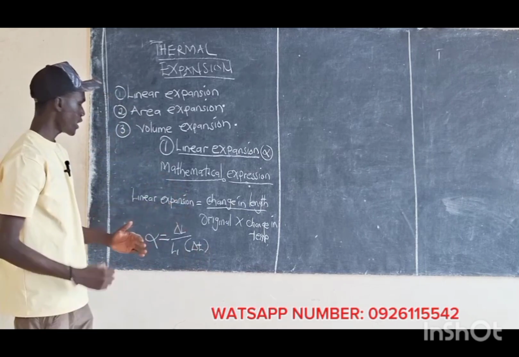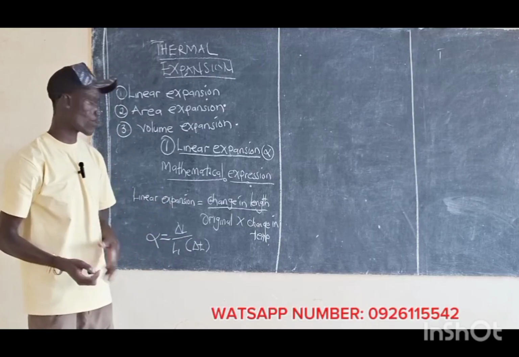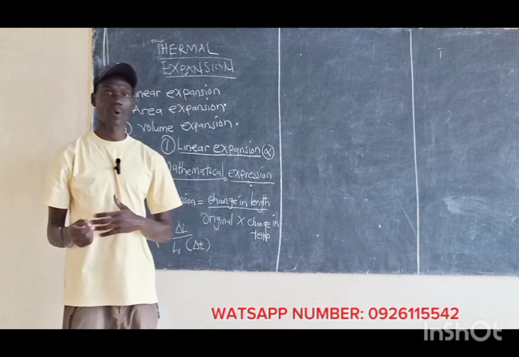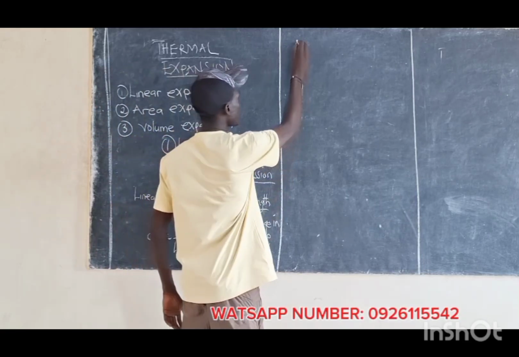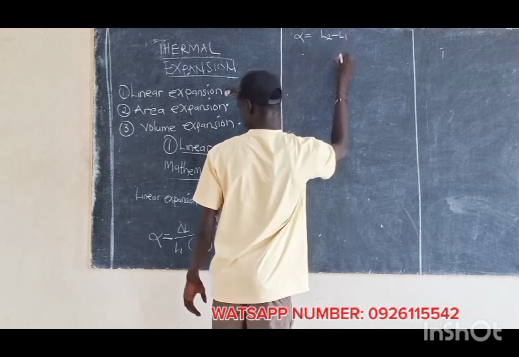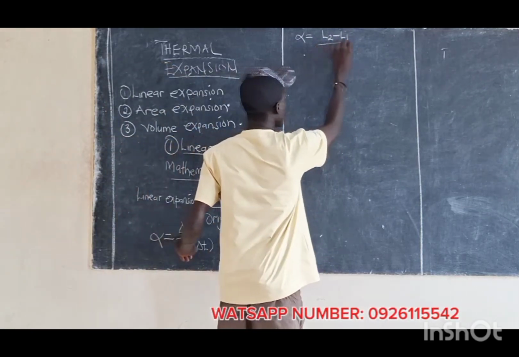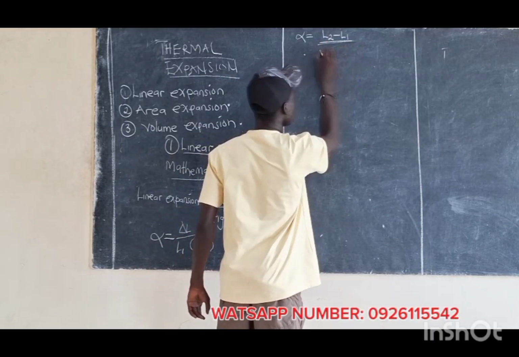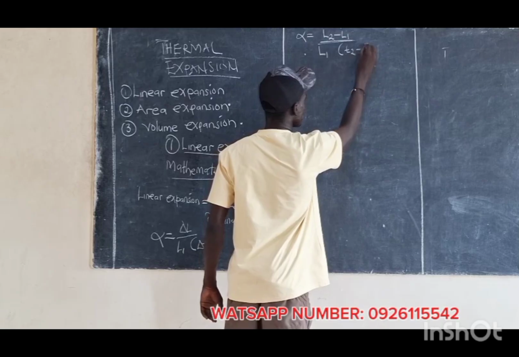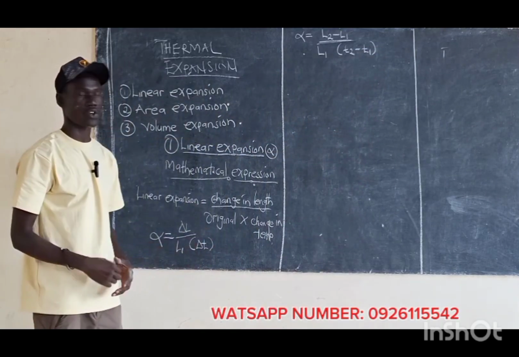We can also break this down. Change in length can also be written as L2 minus L1, and change in temperature can also be written as T2 minus T1. So alpha is equal to L2 minus L1, the change in length, all over L1, the initial length, multiplied by T2 minus T1. This is the same representation as before.